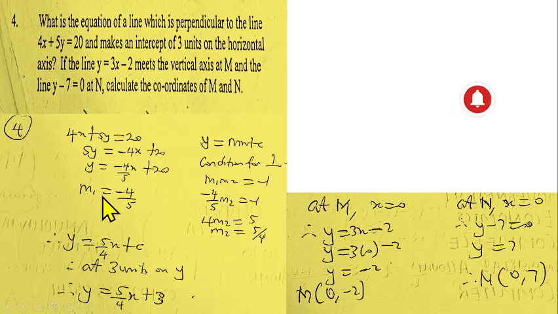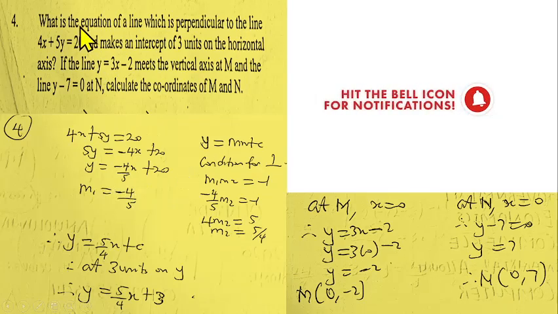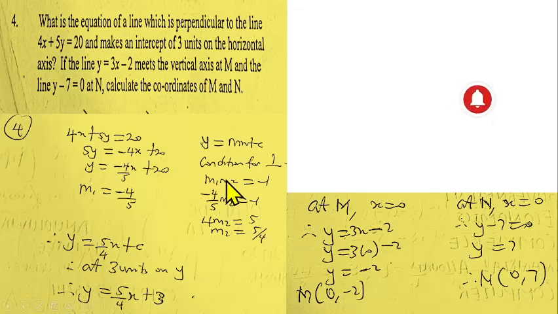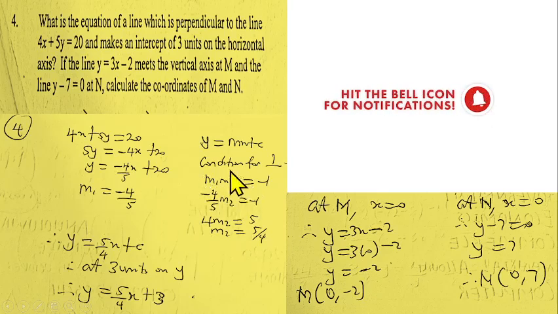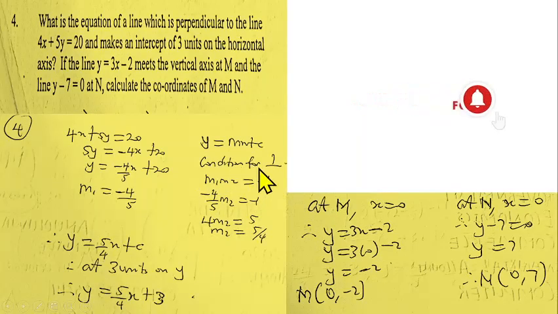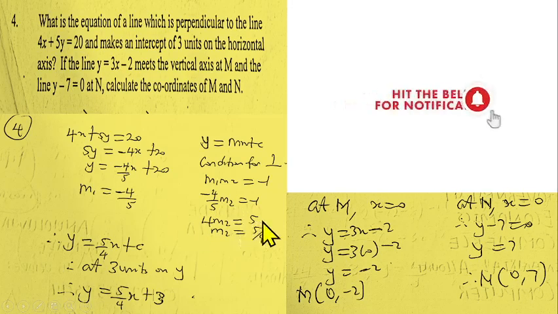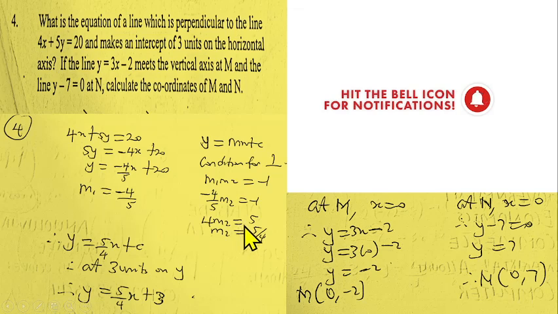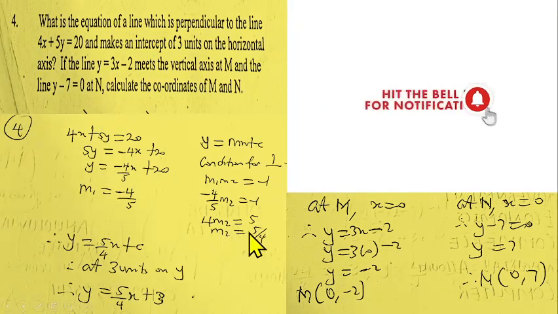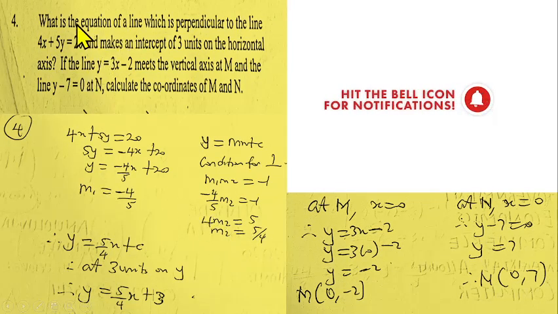Then we can now get the gradient of this new line we are looking for, which will be our M2. So we know that the product of their gradient should be -1 because they are perpendicular. If that should be the case now, we have -4 over 5 M2 equals -1. You can cross multiply, you'll be having -4 M2 equals -5. Minus can take care of minus, so you have 4 M2 equals 5. So our M2 will be 5 over 4. So that means the gradient of this line we are looking for is 5 over 4. So we know that the equation we are looking for is the equation of a straight line, and it should have this template.